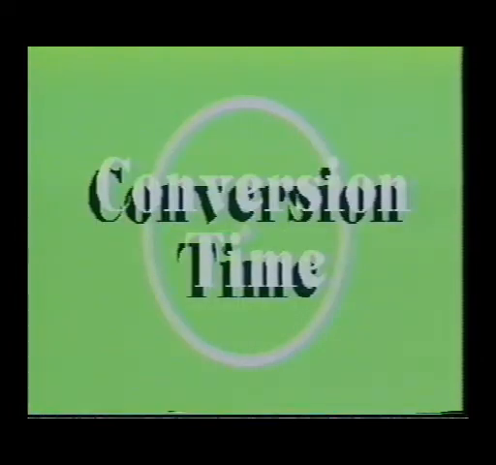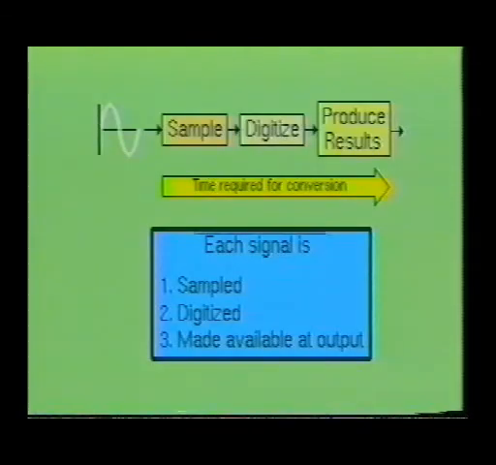Conversion time is another important aspect of the analog to digital converter. The conversion of the analog signal is a precise, deliberate process, and as a result requires a certain amount of time to sample the input signal, digitize the input signal, and make the binary results available at the output. The conversion time is the period of time required to complete this process. Conversion times may range from microseconds to milliseconds.